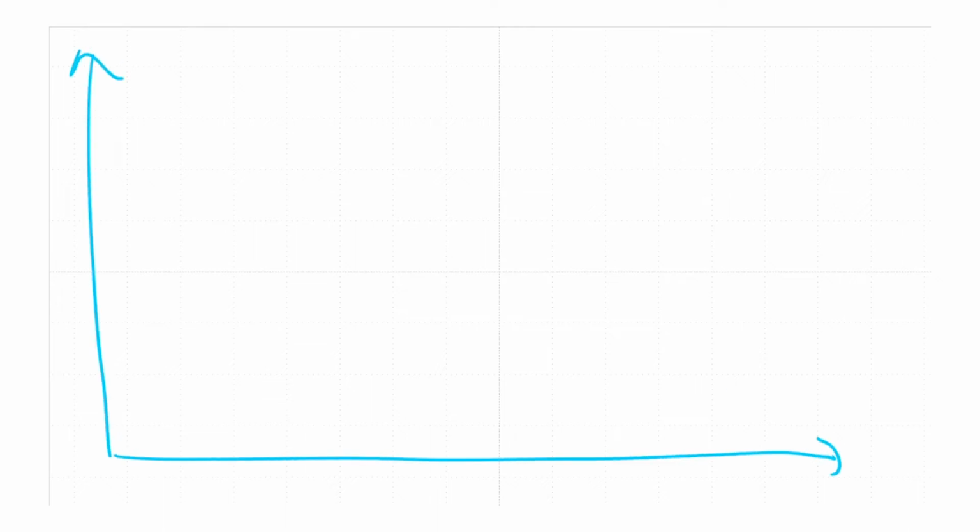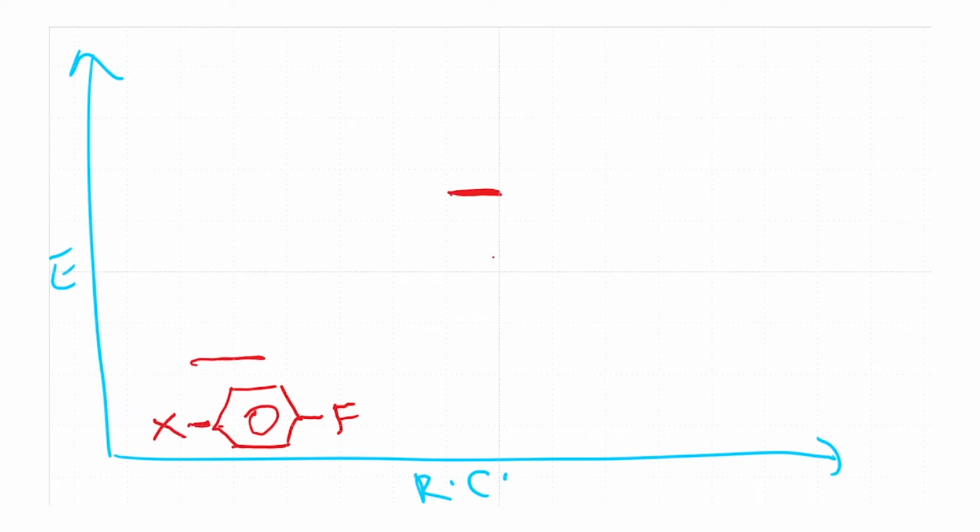So let me just draw this out in the form of an energy profile. So here is the energy and here is the reaction coordinate. When we start with the reactants, which is, let's say, fluoro and then X, and now here is the intermediate that is formed, nucleophile, fluoro, and then here is your X.